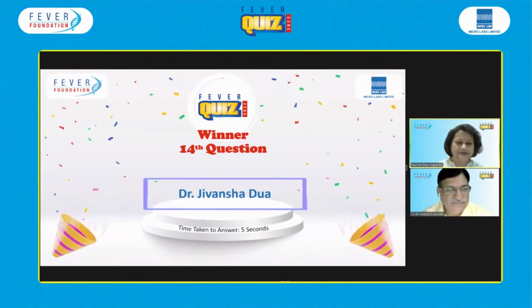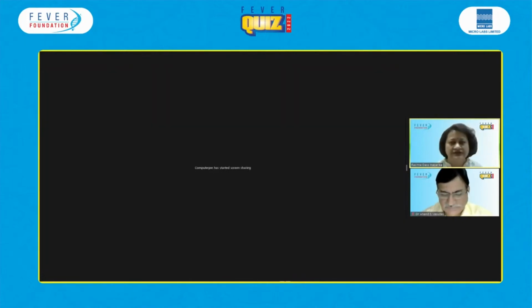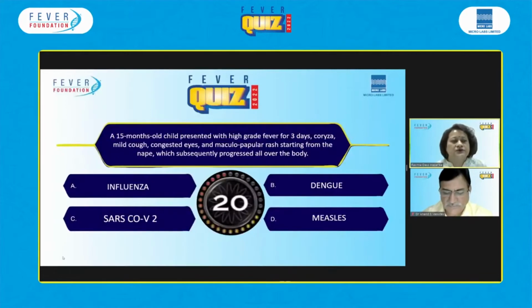Let us go to the next question. Question number 15. So a 5-month-old presented with high-grade fever for 3 days, coryza, mild cough, congested eyes, and maculopapular rash, starting from the nape, which subsequently progressed all over the body. So the choices are there in front of you. Please give the answer. Your time starts now.